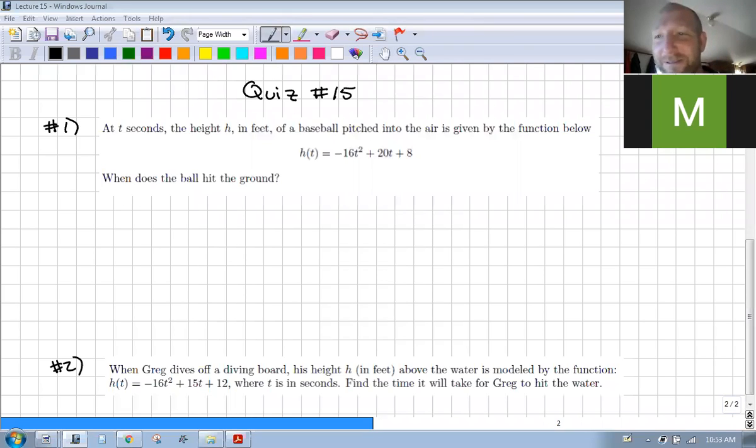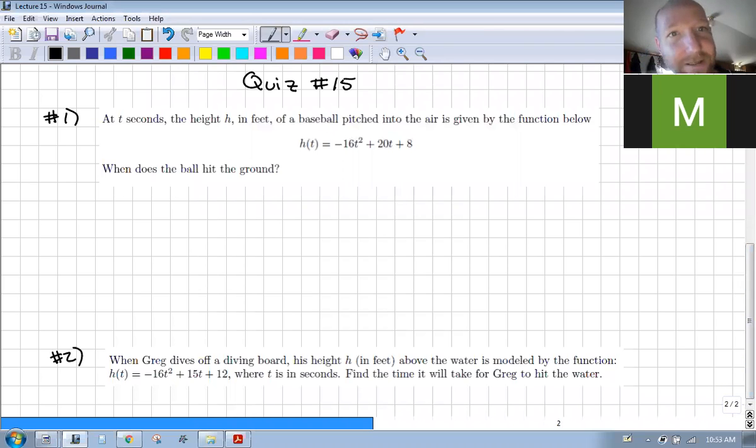Sweet, thank you. All right, let's see what sense we can make out of these. At t seconds, the height h in feet of a baseball pitched into the air is given by the function below. When does the ball hit the ground? Well, it hits the ground when the height is 0, right? So since this is the height, we just set it equal to 0 and solve for the time.